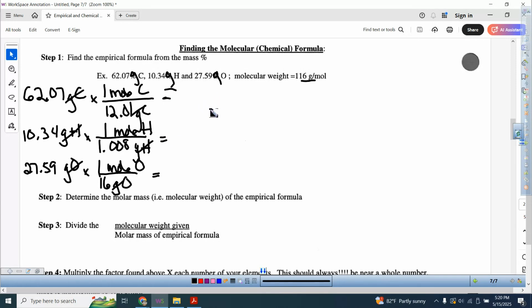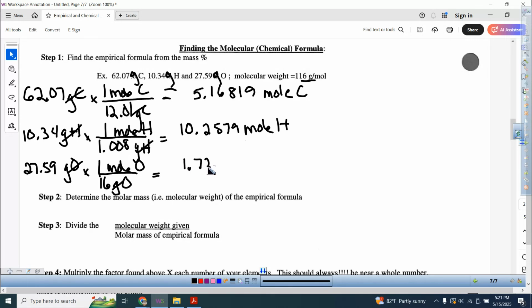When I get my moles of carbon, I get 5.16819. And I'm not rounding very much here at all. Okay, for this one, for the hydrogen, I get 10.2579. We want to do a minimum of 4 digits. And then for the oxygen, I get 1.724375.